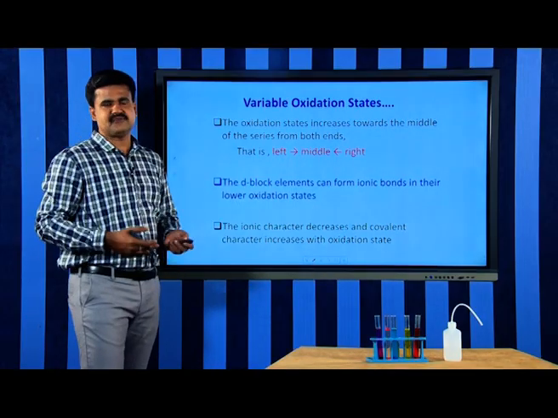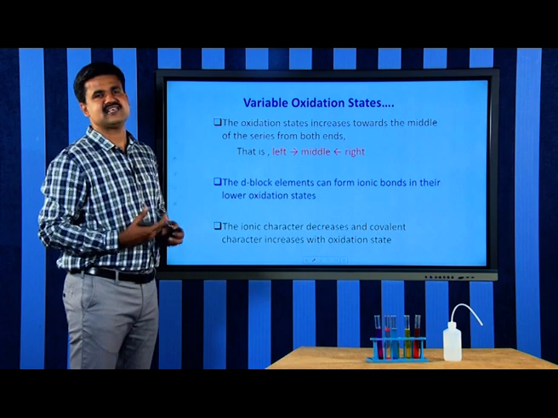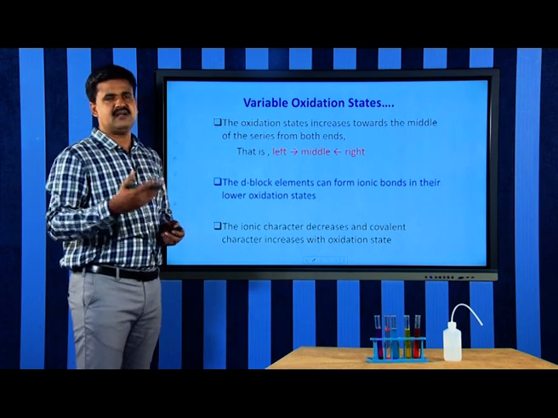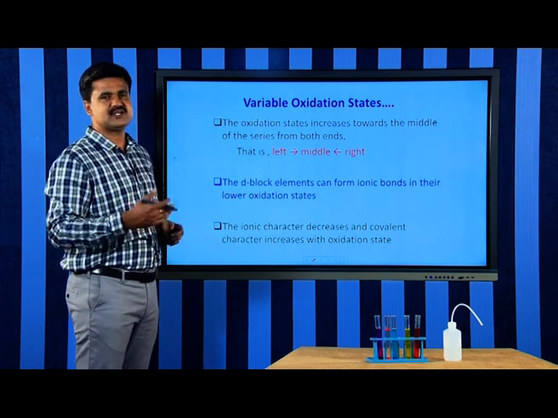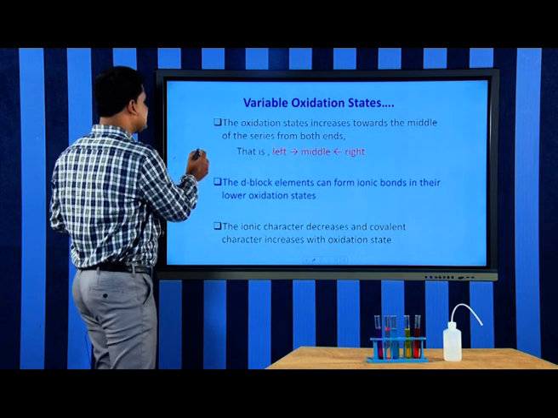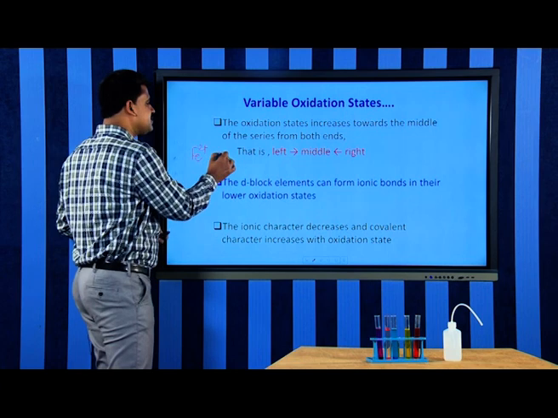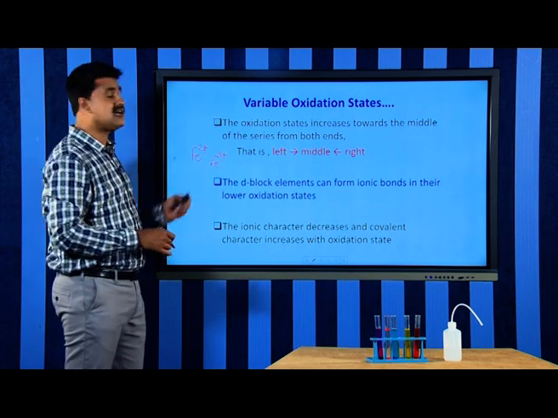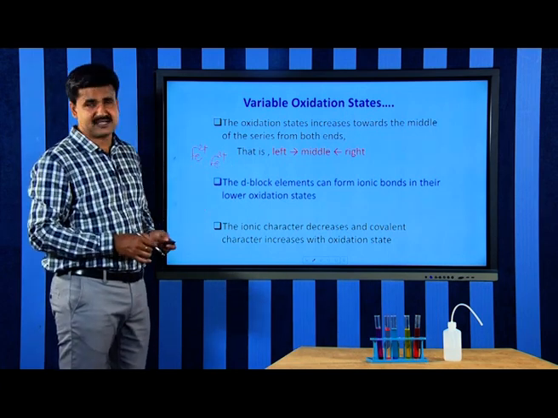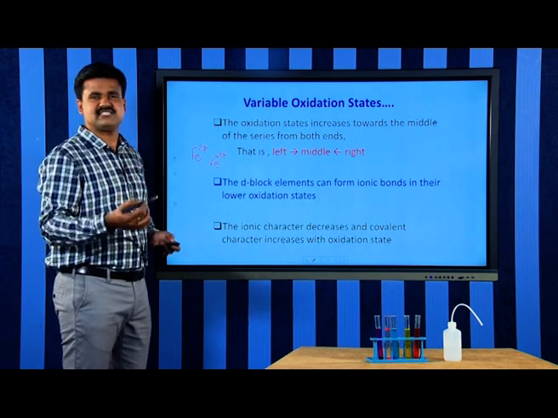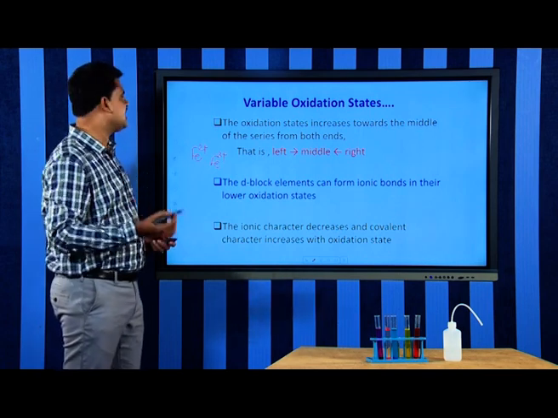The stabilities of different oxidation states are different. It is an important point. For example, iron exhibits oxidation states of Fe2+, that is ferrous ion, and Fe3+, that is ferric ion. Both will not have the same stability. Ferric is comparatively more stable than the ferrous arrangement.